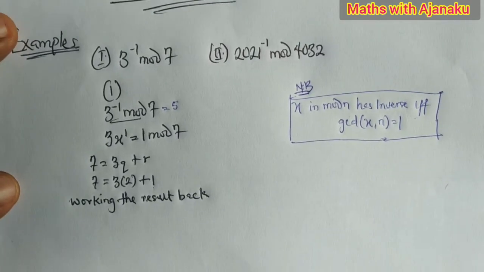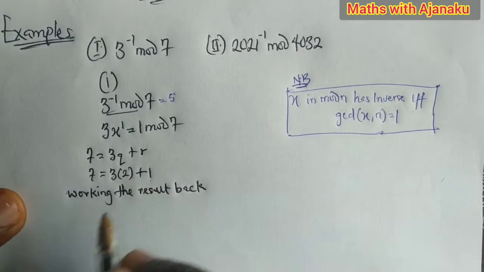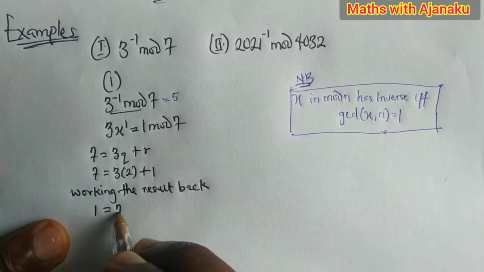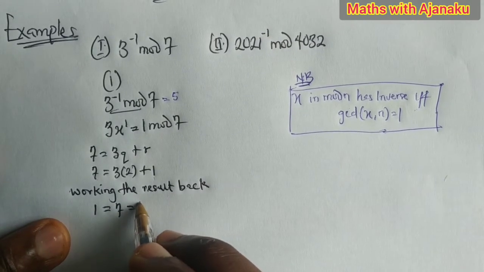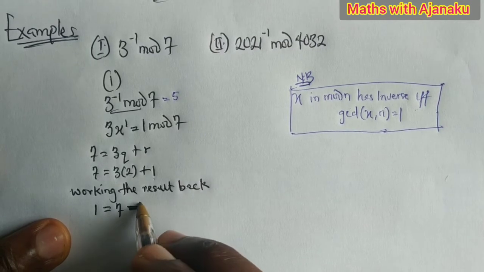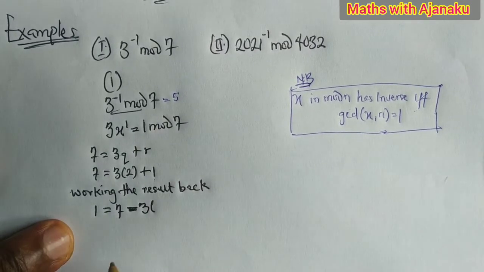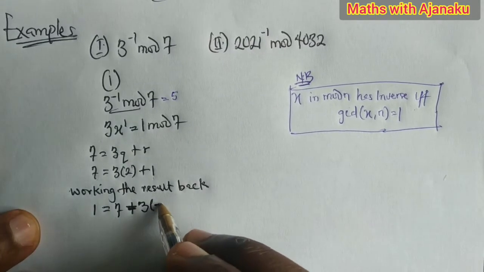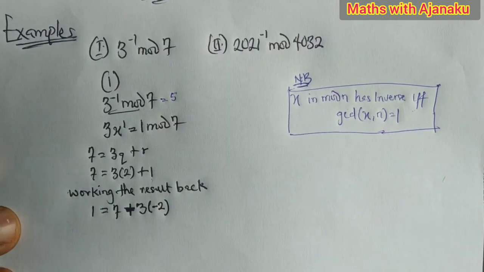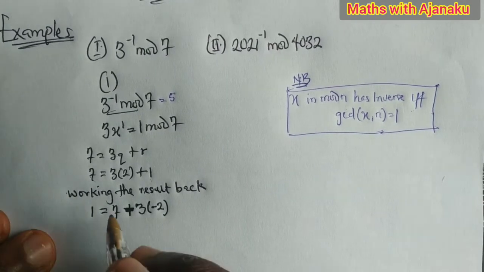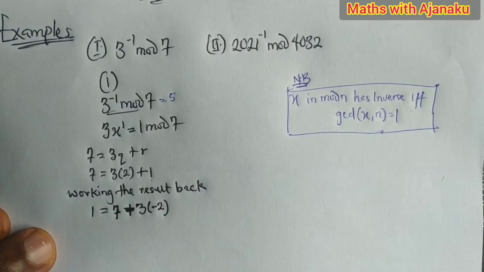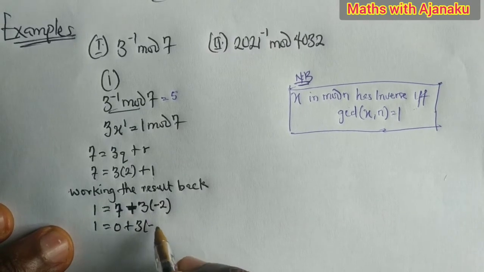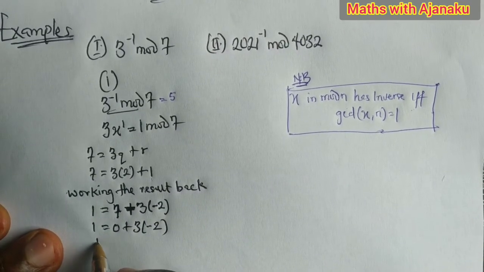By working the results backward here, we are going to make this one the subject of the formula. In this case, we'll be having 1 equal to 7 minus 3 into bracket 2. Instead of writing minus, I'd like to leave it as plus, but I will give the minus to this number in the bracket, which is 2. And since we are solving in modulo 7, every multiple of 7 we get here becomes 0, meaning this is equal to 0 plus 3 into bracket minus 2.